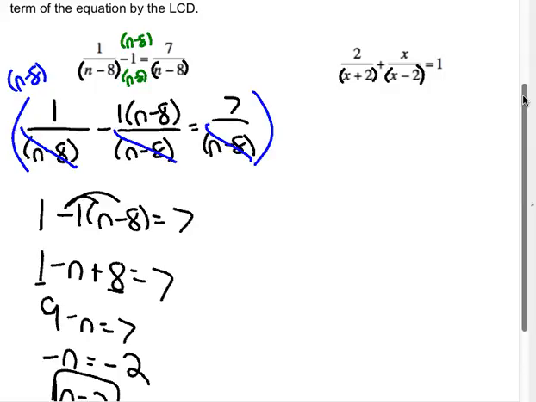So here, this time, I have two different denominators. The common denominator is going to be the combination of them. So what that means is this first one is missing the x minus 2. The second one is missing the x plus 2. Oh, sorry, I wanted to do one on top and one on bottom. I apologize. And the 1 is missing both.